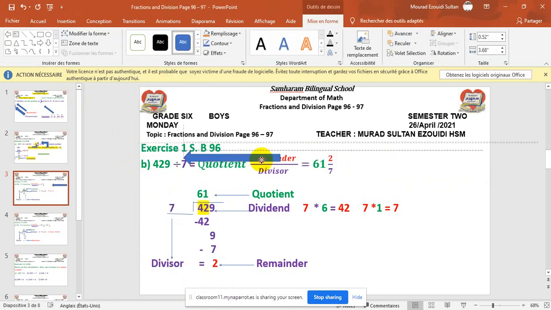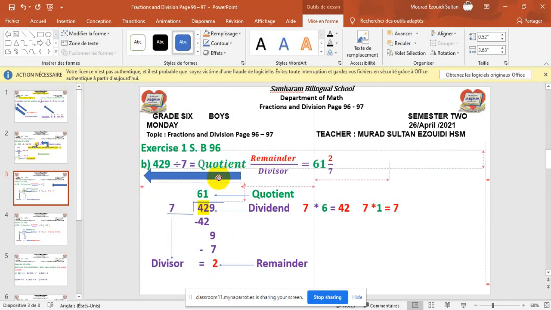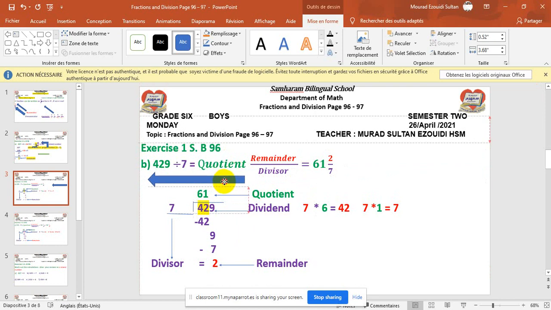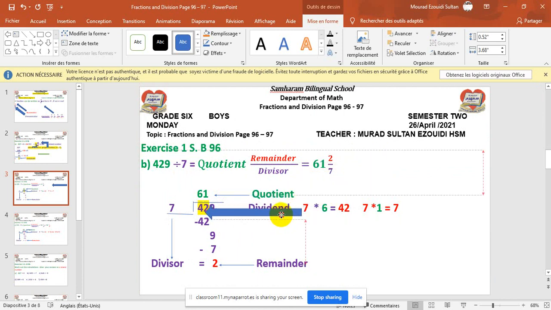First of all, you will try to write, this is example B, my daughters, in your student book, page 96. We have 429 divided by 7. You will try to write this as quotient, then remainder, and division. Here we start. I will make the long division method.